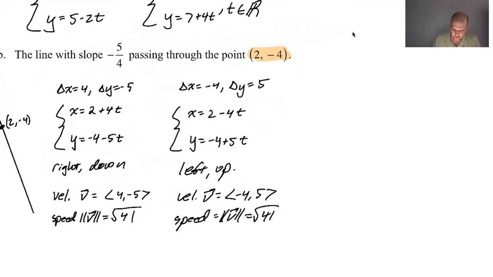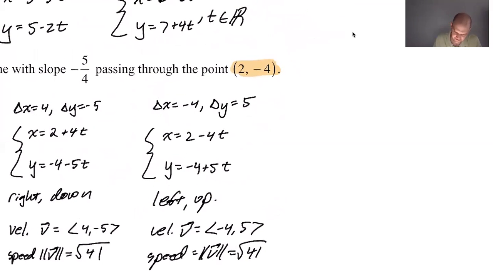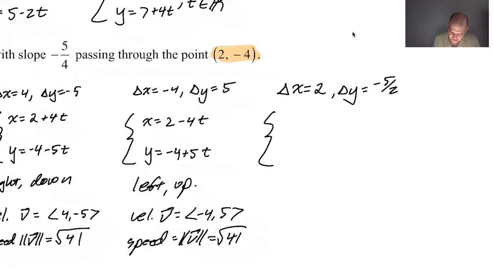Okay, so what can we do? Let's change it up. Let's say that delta x is 2. I need all my ratios to be the same. Here it was 4 and -5, that gives you -5/4. If I divide delta x by 2 to get 2, I have to divide delta y by 2 also, so -5/2. So my velocity vector is going to be half as big, which means its magnitude is going to be half as much: 1/2 of radical 41. It's just going slower.